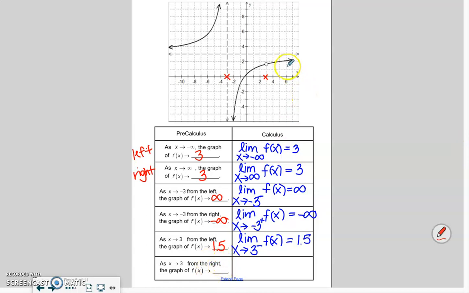Last one, 3 from the right side. So right side, go closer to 3, also going to be 1.5-ish. And then the calculus way would be the limit as x approaches 3 from the right would be a little plus of f of x equals 1.5.